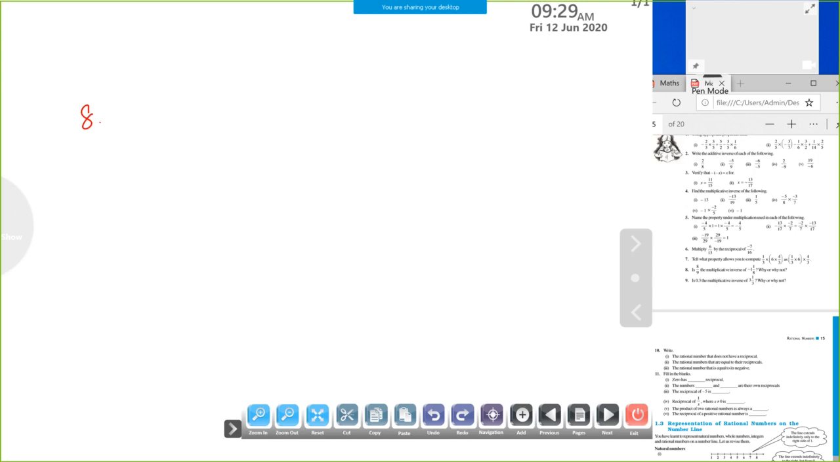Question number 8. Is 8 by 9 the multiplicative inverse of minus 1 and 1 by 8? Why or why not? So you have to check whether 8 by 9 is a multiplicative inverse of minus 1 and 1 by 8. The numbers given are 8 by 9 and minus 1, 1 by 8. This is a mixed numeral. When you rewrite it in the P by Q form, we get minus 9 by 8.